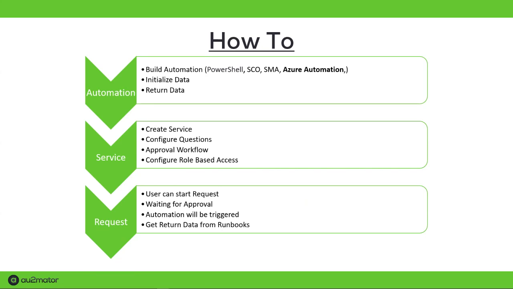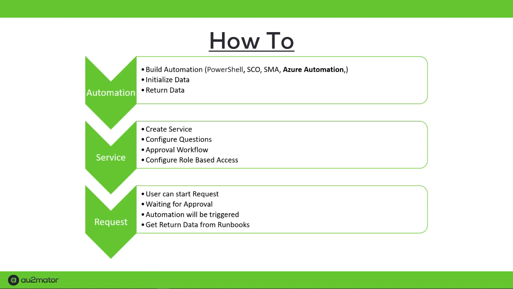So how does this all work together? First, you need the automation. In our example today, you need the Azure Automation runbook. For example, we would like to add a user to a group as an automation. We will need to initialize data, the user and the group. Then the script will do all the work to add the user into this group, and at best will return data: successfully added the user to the group.